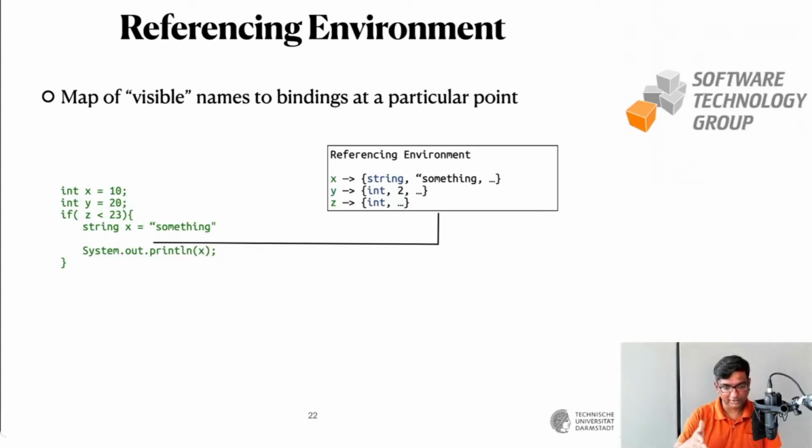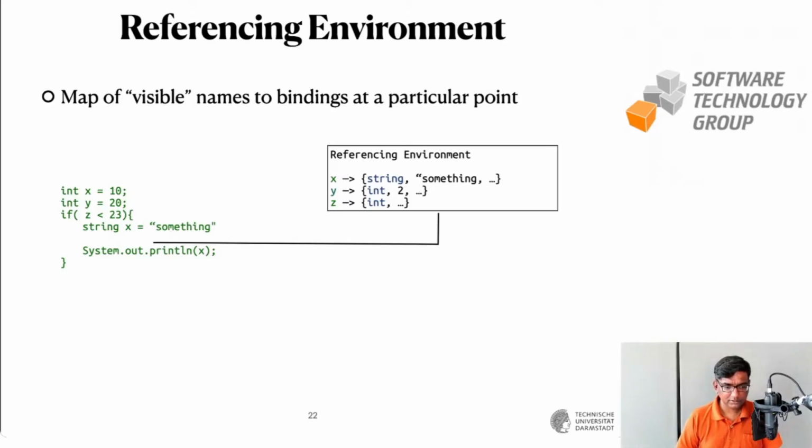So x would have a couple of meanings. One is the type, which is string. The other is the value, which is something. y and z would have the same meaning, type, which is int, and then the value of y would be 20. Sorry about the typo in the slides.